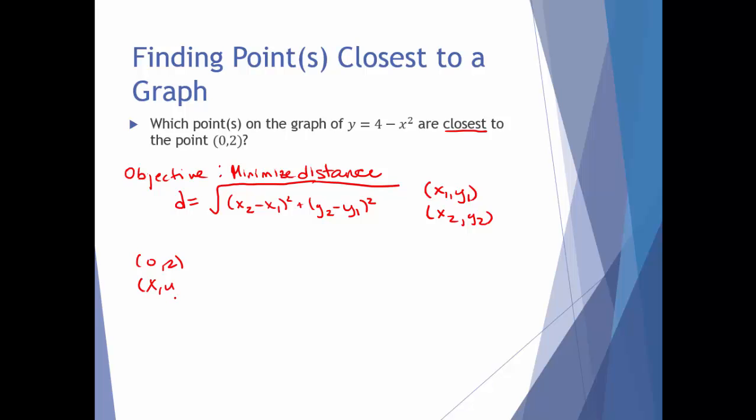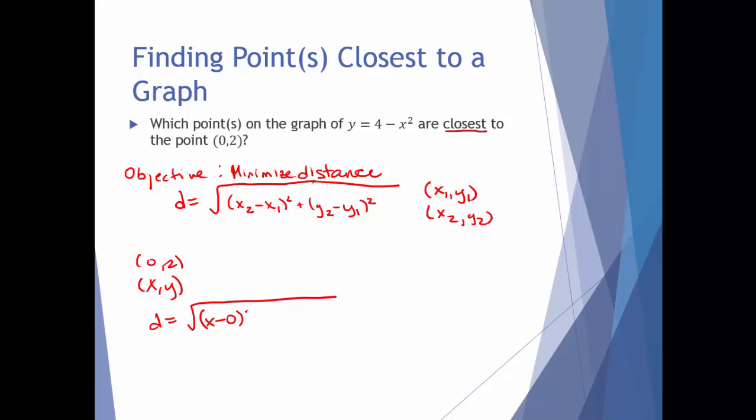So we have no idea what it is. So we'll go ahead and call it x, y. So our distance specific to our problem, and that's why this is our constraint. I didn't write down the word constraint, but this is our constraint. The given point is 0, 2, and the other point must be on the graph of y equals 4 minus x squared. So our distance is going to be the difference in the x values.